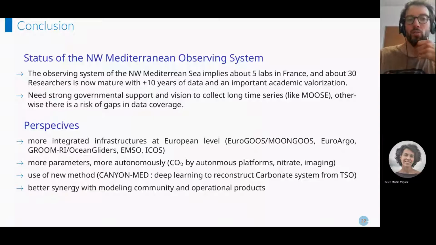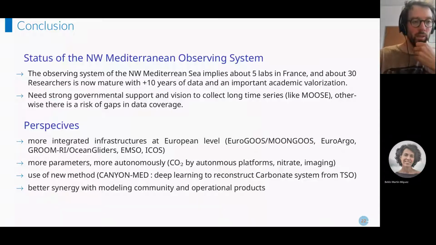But everything has happened because I think there was strong governmental support, and those long time series can only survive if there is a vision on the long-term funding of these time series. Otherwise, there's always a risk of gaps in data coverage. At the moment, we still have a few years of funding for the MOOS, and then every 5 years we can renew that funding if we show that we're doing things as we should.